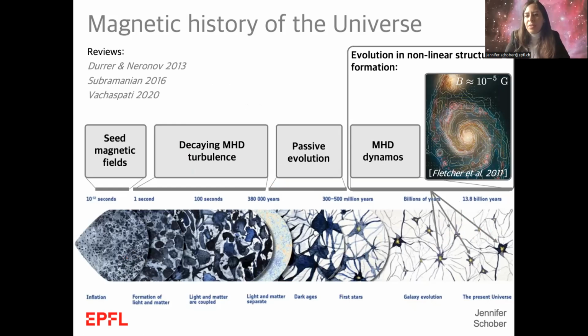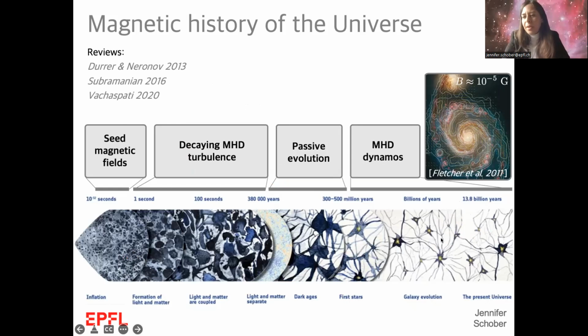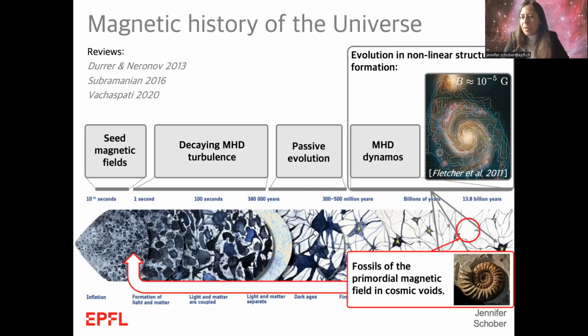But as you see here in this modern universe, we have the dense regions, but there are also these large empty regions that are called cosmic voids. If we find magnetic fields in these cosmic voids, they are basically fossils of the primordial magnetic field that has been generated in the very early universe, because there's no way that they can evolve very strongly. So these are really very precious pieces of information that allow us to learn something from what happened shortly after the Big Bang.